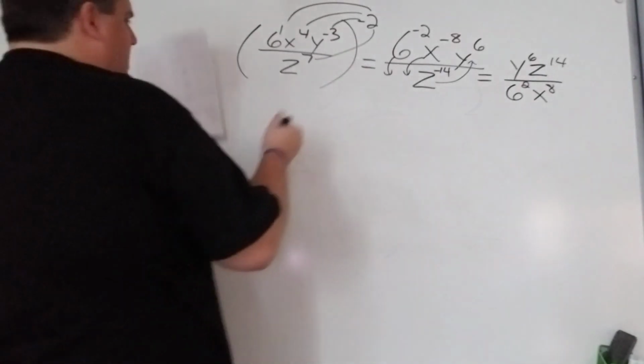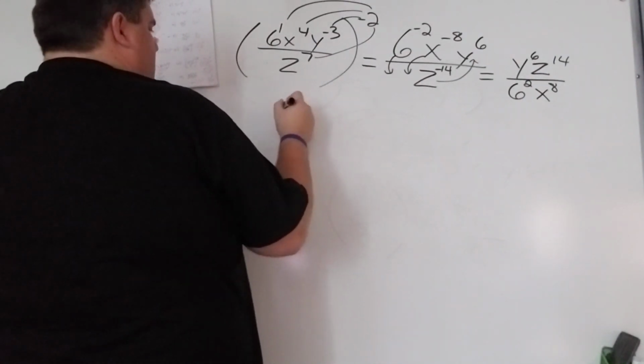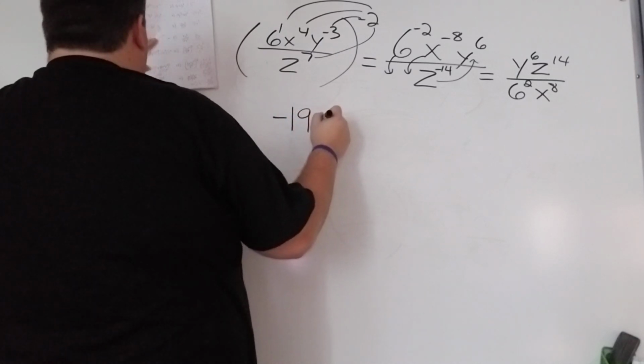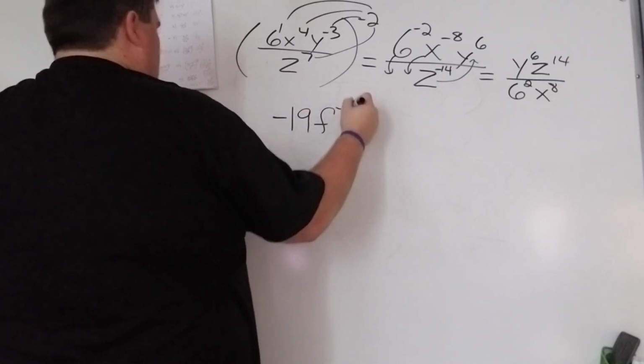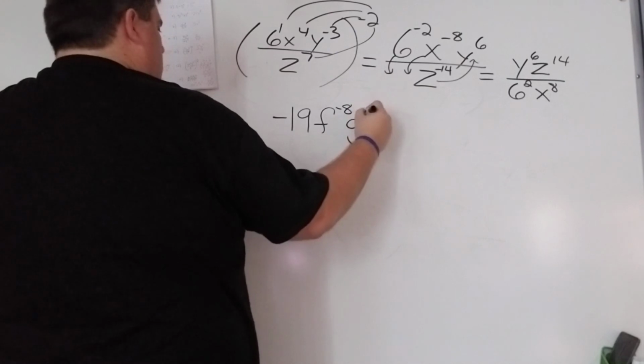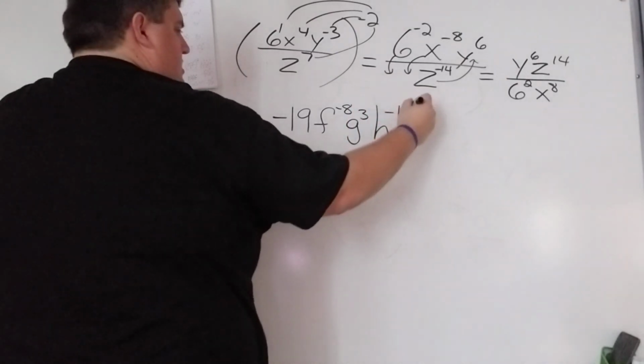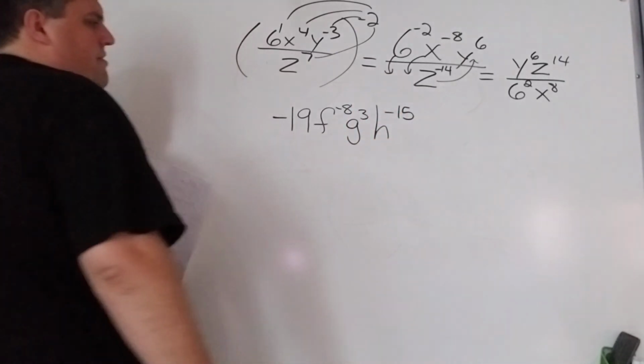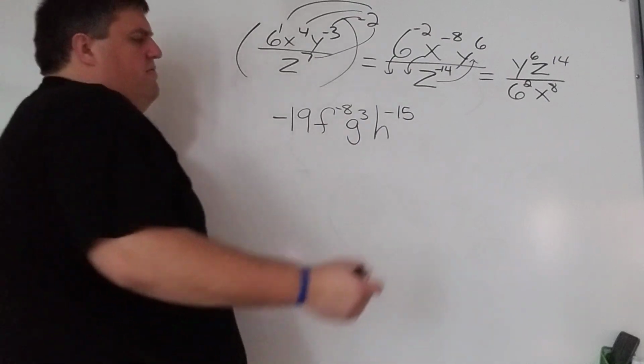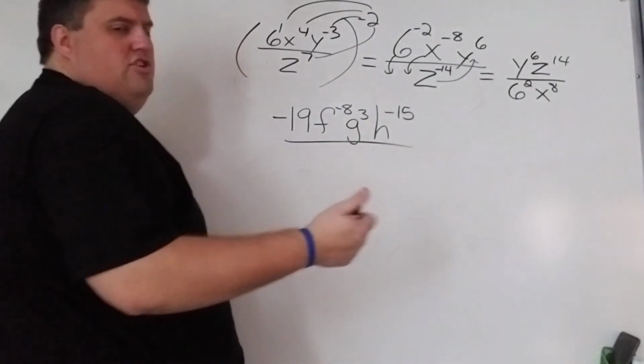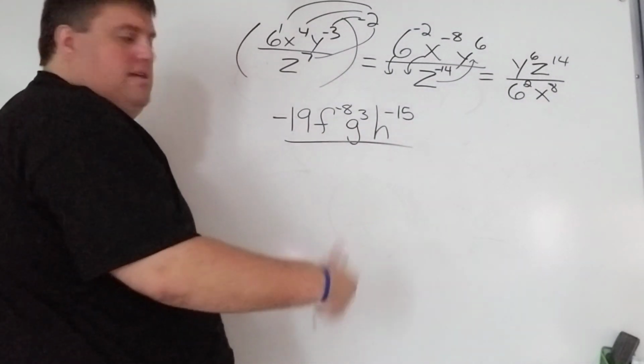Number 13 is similar to that, only less steps. 19, F to the negative 8th, G to the 3rd, H to the negative 15th. All right, so we got to move stuff. There's no multiplication or division rule because nothing has the same base.